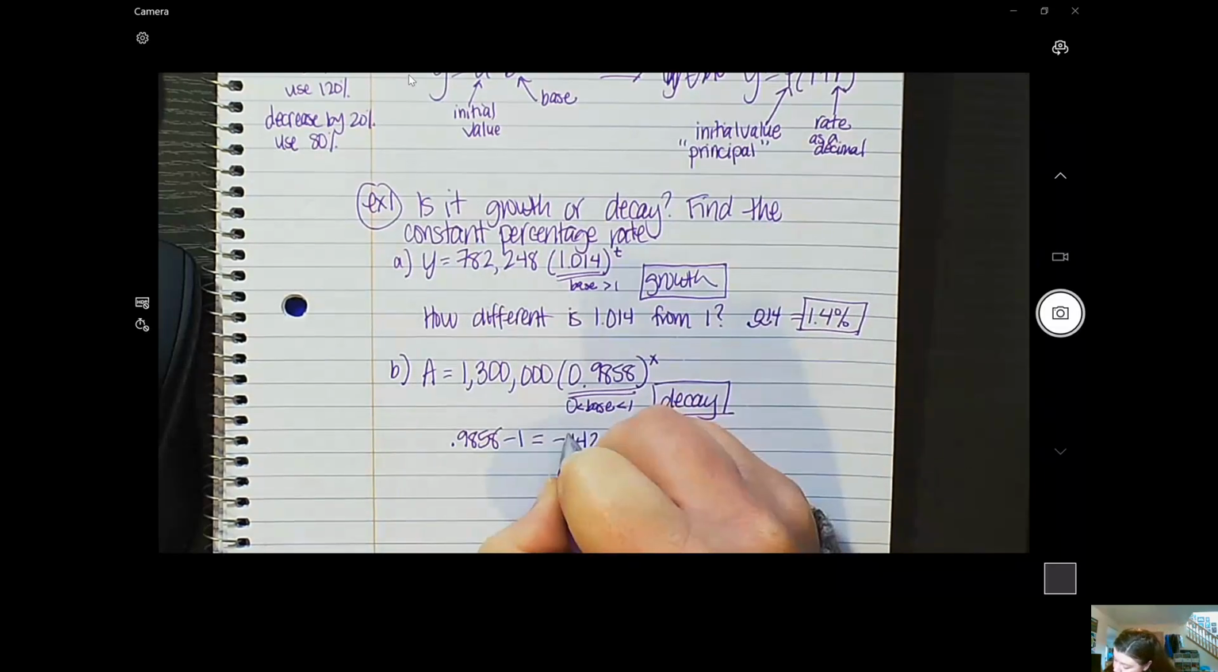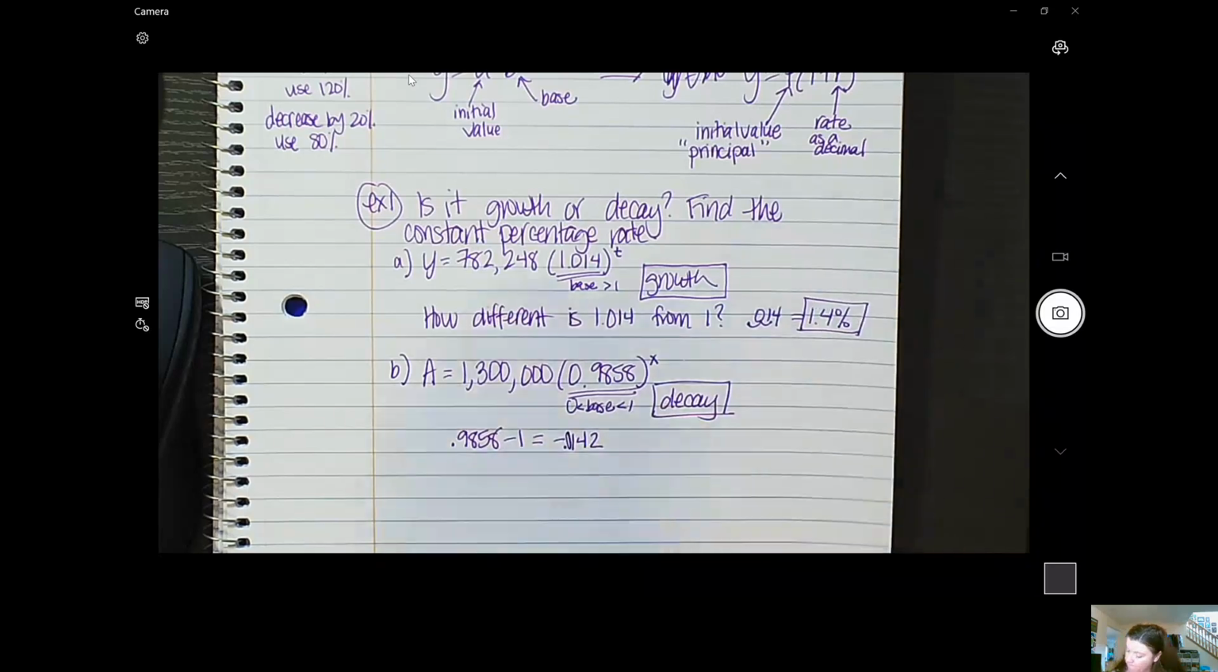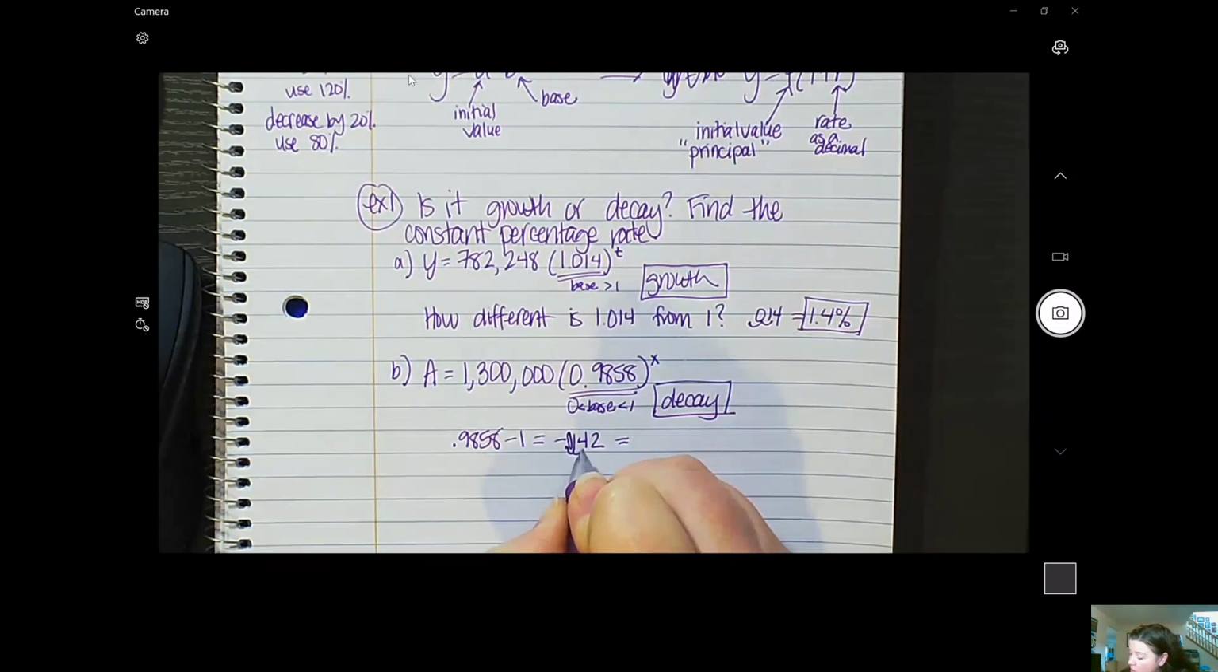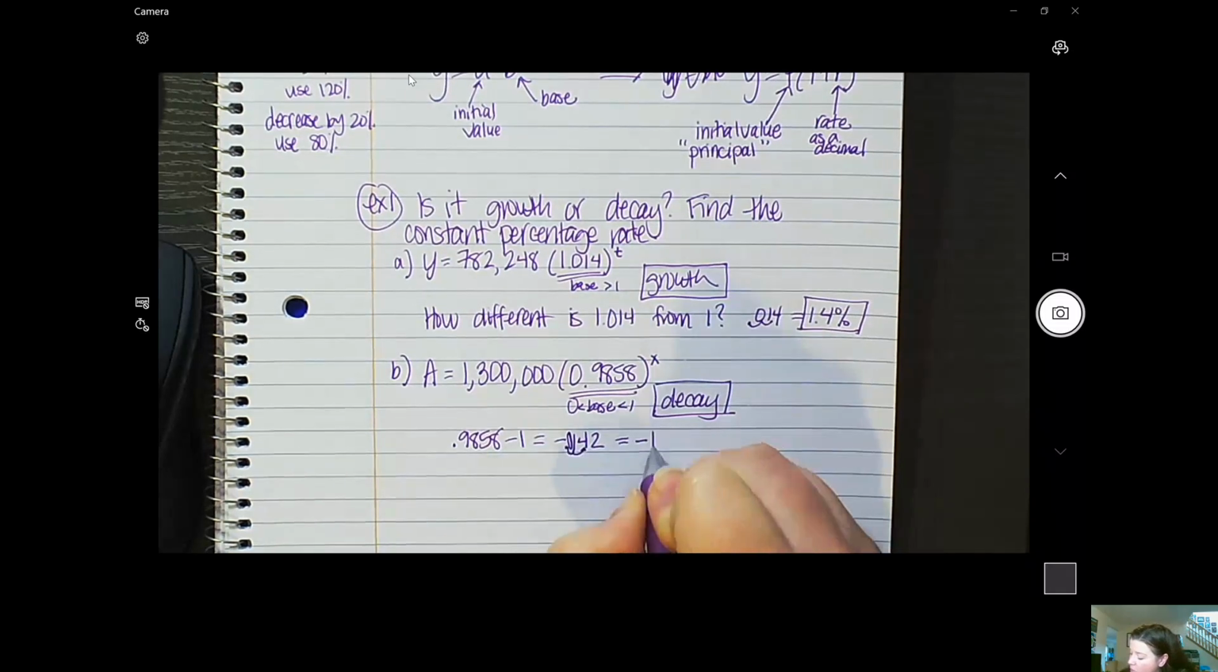Looks like I forgot a 0, huh? There we go. Snuck it in. Okay, so we need to give that as a percentage. So again, you're going to move the decimal over 2 places, and you're going to say negative 1.42.